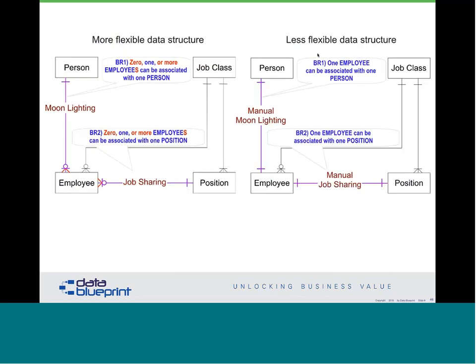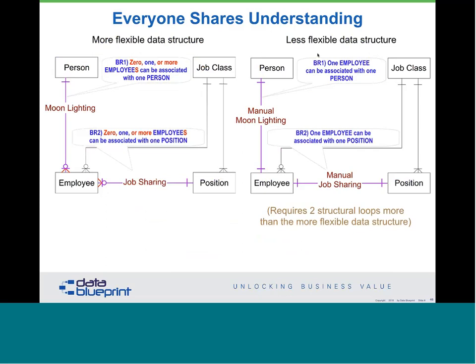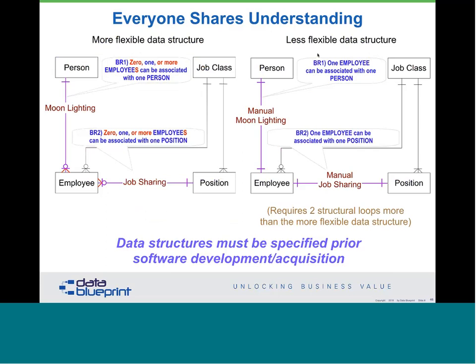So I'm going to put the more flexible one on the left, the less flexible one on the right here, and simply say that, look, the one on the right requires two more structural loops if you're going to process all of that data in one fell swoop, leading us to discover that these data structures must be specified prior to software development and acquisition. Unfortunately, we don't teach that, and consequently, most people try to do this in the middle of a project as opposed to prior to developing the software.